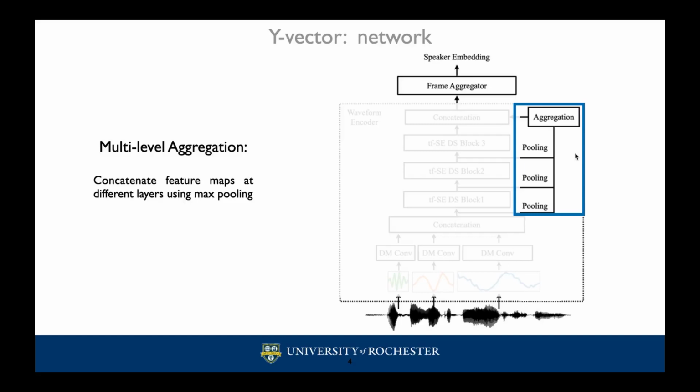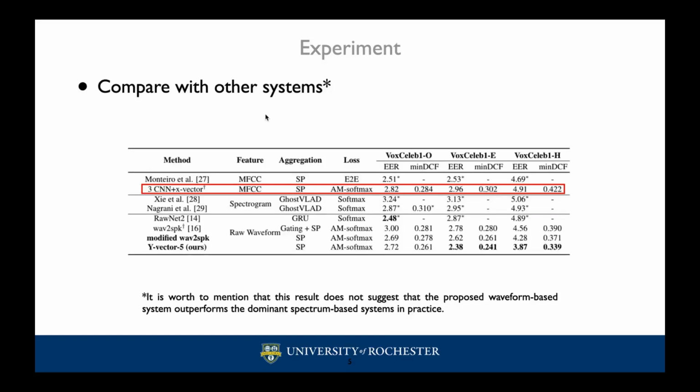And lastly, we concatenate feature maps at different layers at each time frame with a max pooling layer, which is used to downsample earlier layer feature maps to the same frame rate as that of the last layer.